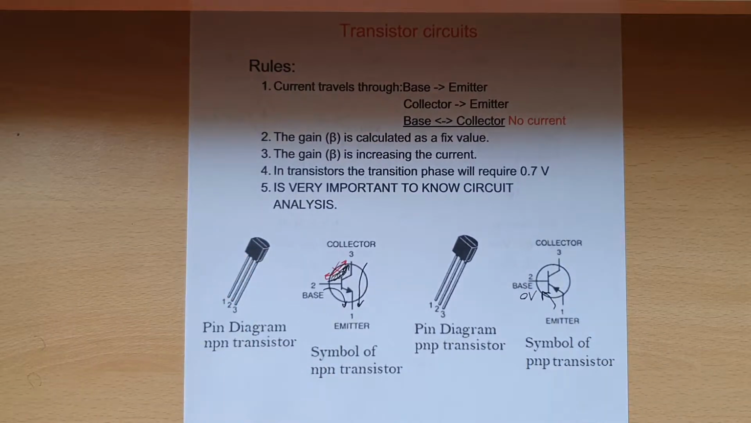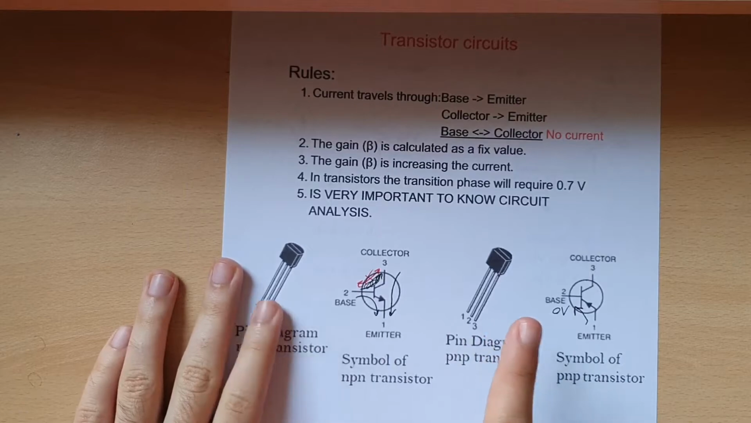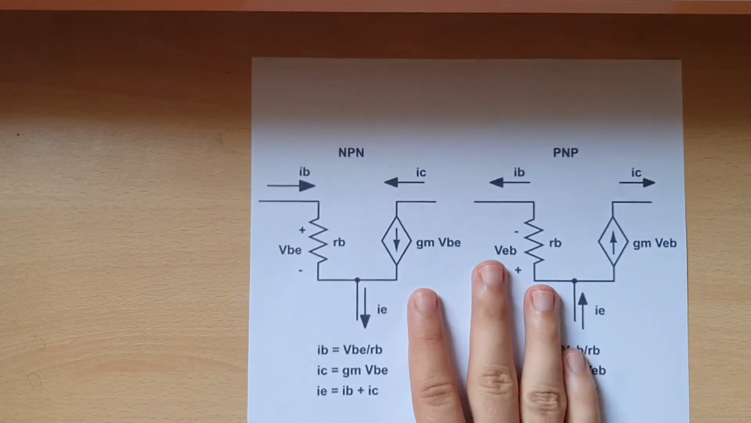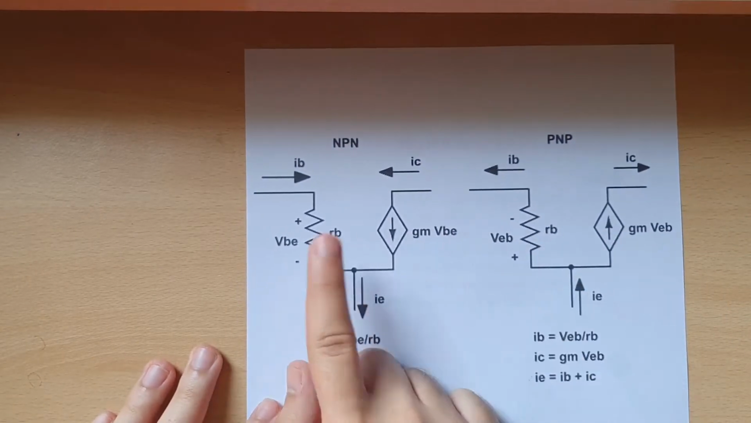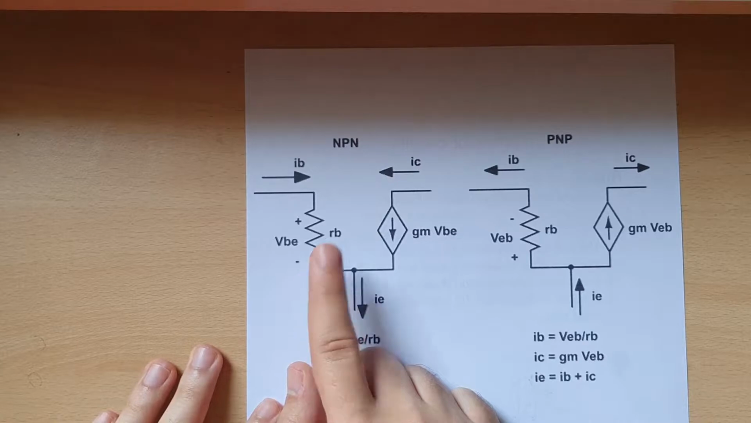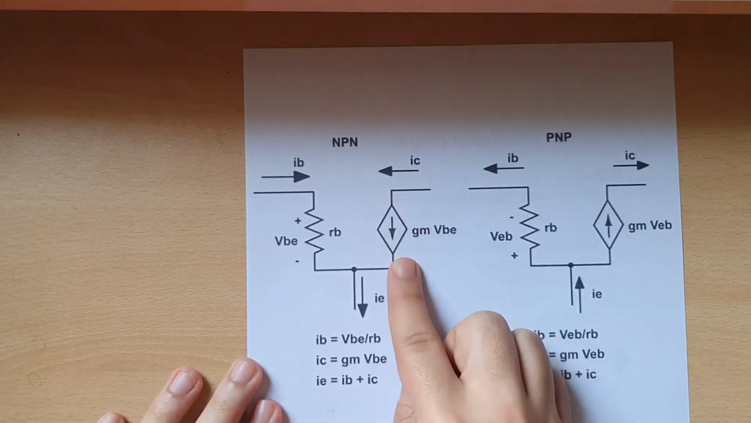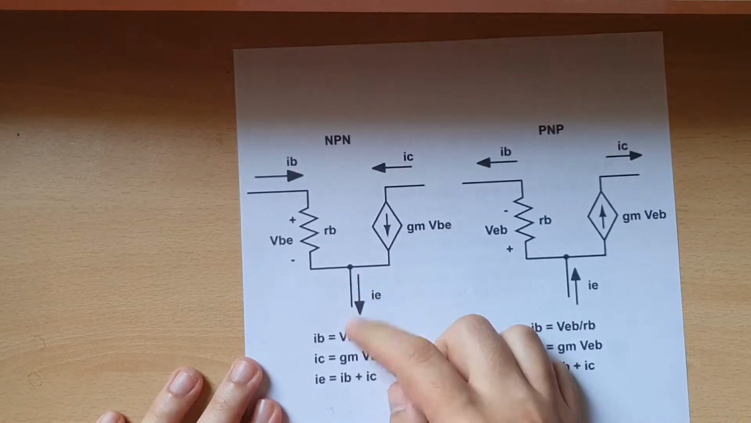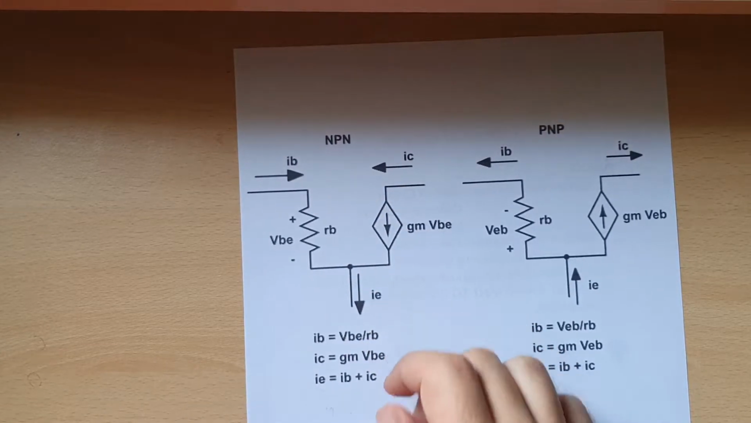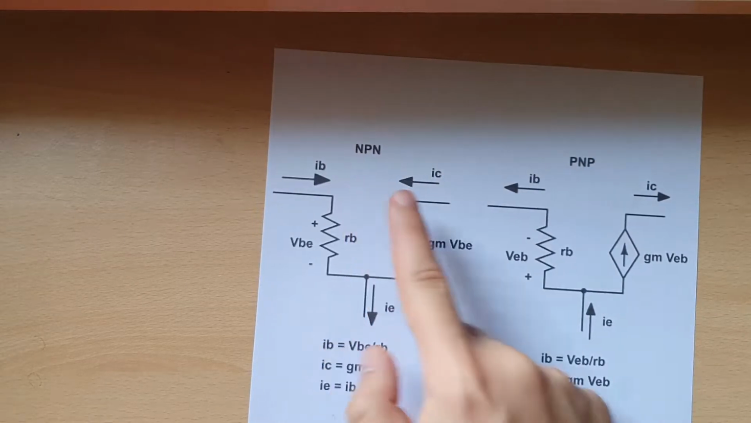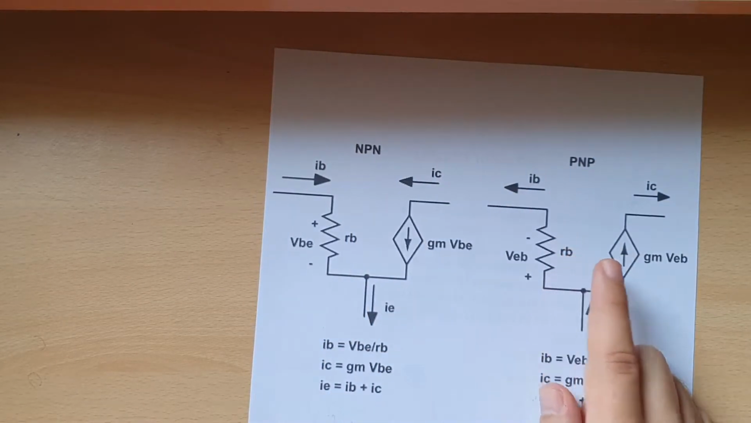Also, if you're curious how the transistors look on the inside, because that's how they look on the outside, transistors look like this on the inside. You've got the inner resistance here. You've got the current from the base going through here, the current from the collector going through here, and then the current from the emitter. This one is for the NPN, and this one is for the PNP.